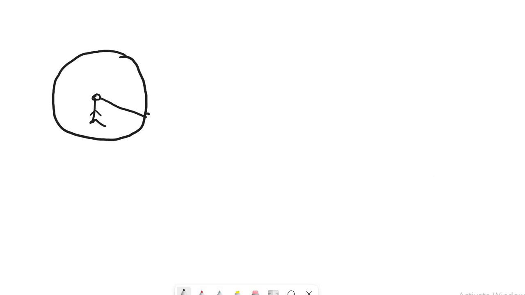Remember, centripetal force is always acting toward the center. Now, this is a circle. This is you holding and whirling a stone round a circle. This is the stone.